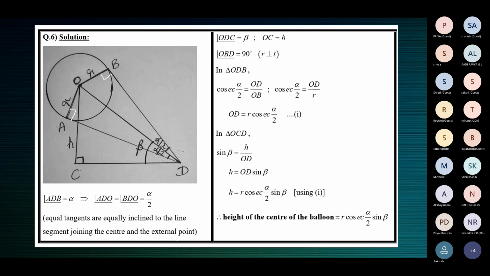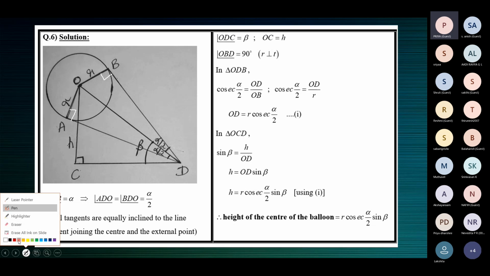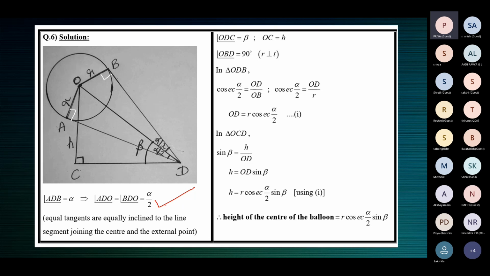So children, these details will be understood very clearly when we do the chapter circles. For now, you just take it for granted. AD and BD are the tangent segments. This whole angle is alpha. So this will be alpha by 2, and this will be alpha by 2.